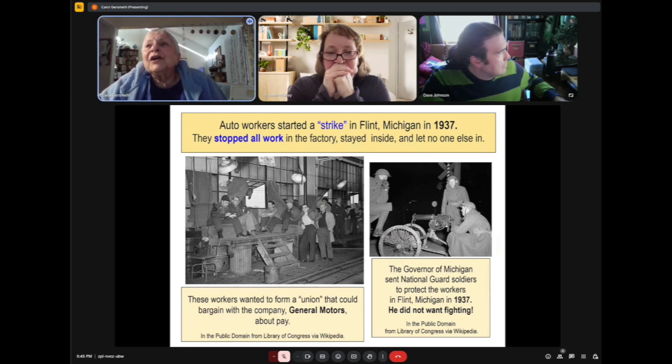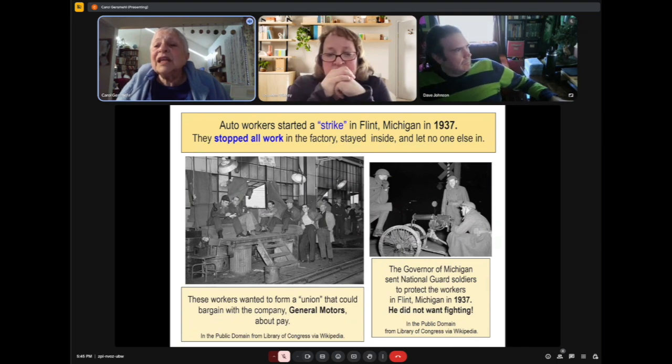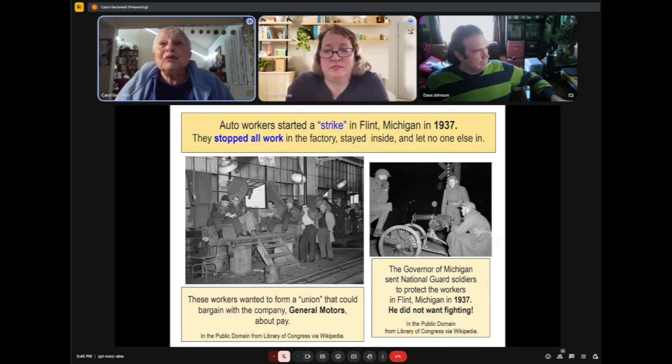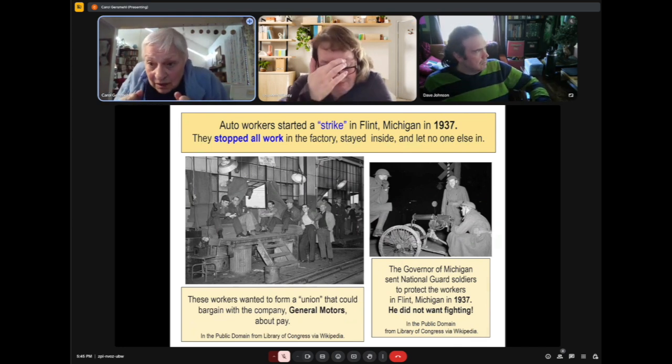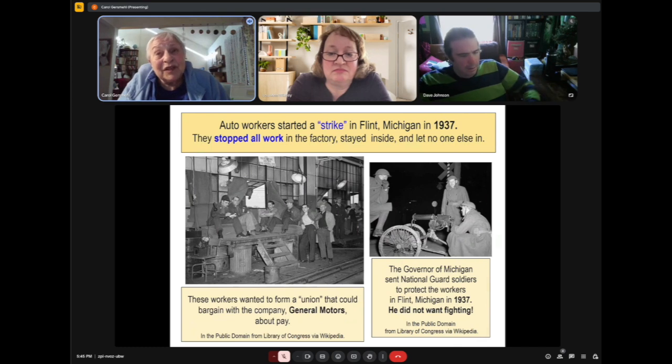And this is an amazing photo. These are National Guard soldiers. This is Michigan National Guard. And they were sent by the governor of Michigan, Governor Murphy. And he sent them to prevent fighting. He did not want any people hired by either side to come beating on the factory or come beating on men. He wanted to get this settled without fighting, because that's what had been happening before.